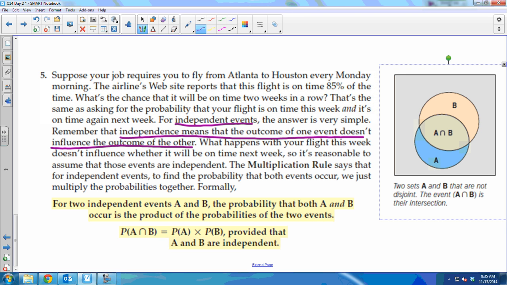So in this example, they're talking about flying from Atlanta to Houston every Monday morning. The airline's website reports that the flight is on time 85% of the time. What's the chance that it'll be on time 2 weeks in a row? Well, you'd be able to multiply that probability by itself. It's two separate events, two independent events.